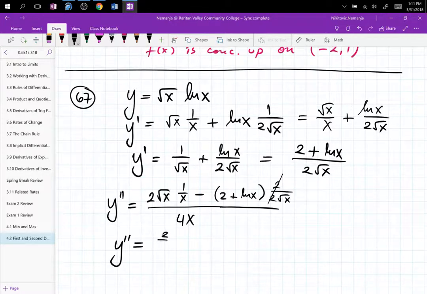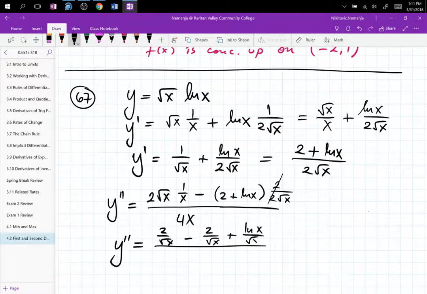Right? You have 2 over root x. We already discussed that earlier. You have root x divided by x, so that's 1 over root x. So 2 over root x minus, and look what you have here. When you distribute this root x on both, 2 over root x plus ln x over root x. And these guys cancel completely. Over 4x. Well, that's cool. What I have is ln x over root x over 4x, and then they make it a double fraction over 1.